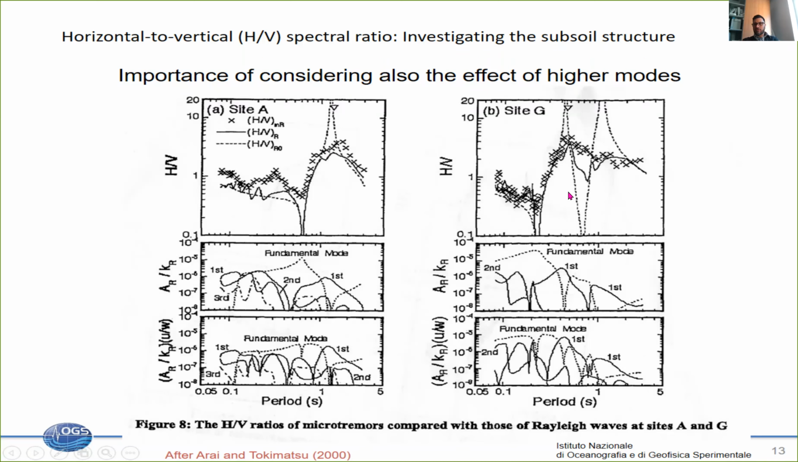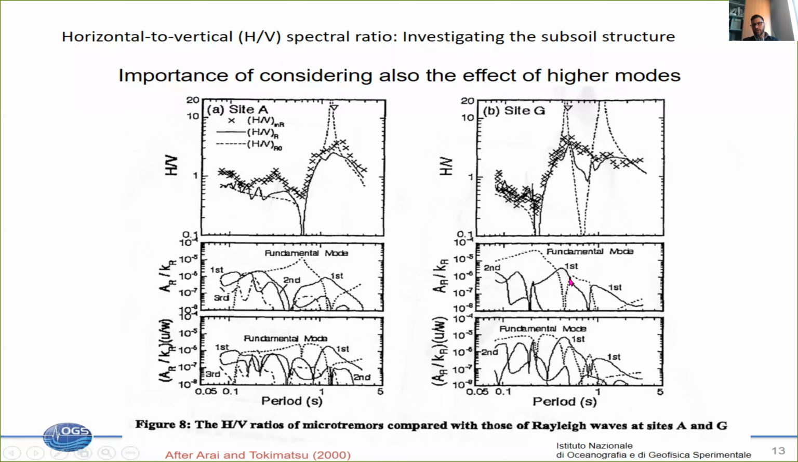A similar thing is happening also if we consider more complicated velocity profiles with several inversions of velocities. These inversions of velocity are, in some way, facilitating the propagation and the generation of higher modes.